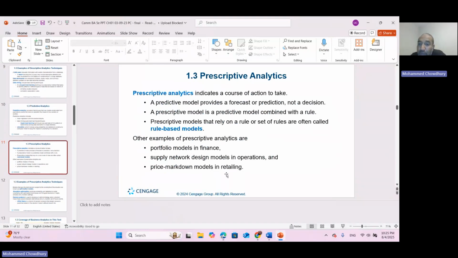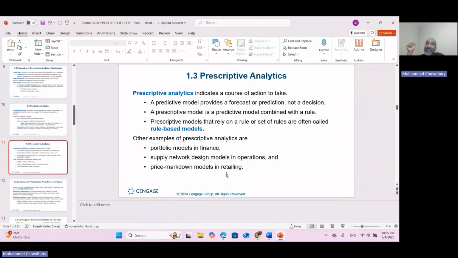A prescriptive model provides a forecast or prediction, not a decision, but a prescriptive model is a predictive model combined with a rule. A decision has been made. Prescriptive models that rely on a rule or set of rules are often called rule-based models. So other examples of prescriptive analytics are portfolio models in finance. And what is a portfolio model? Let me discuss a little bit.